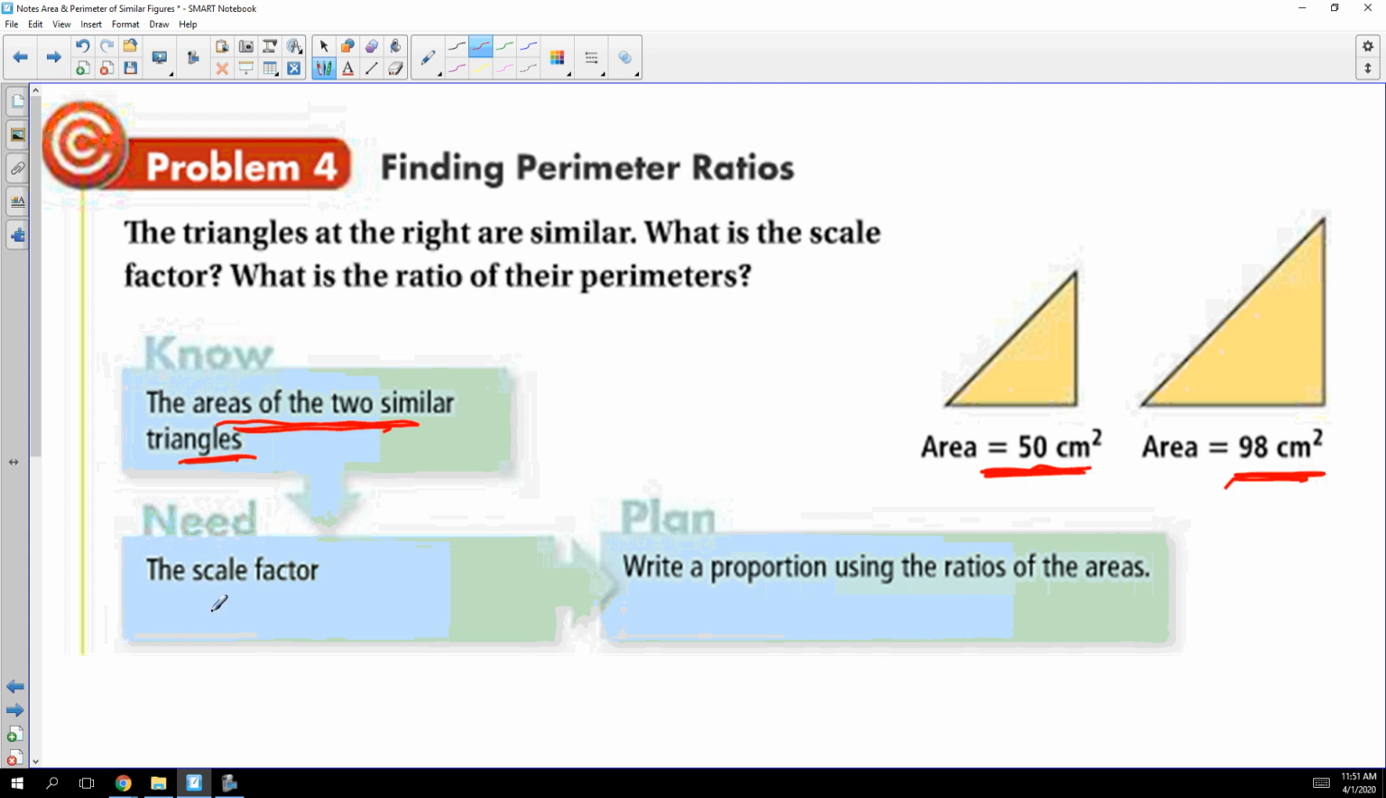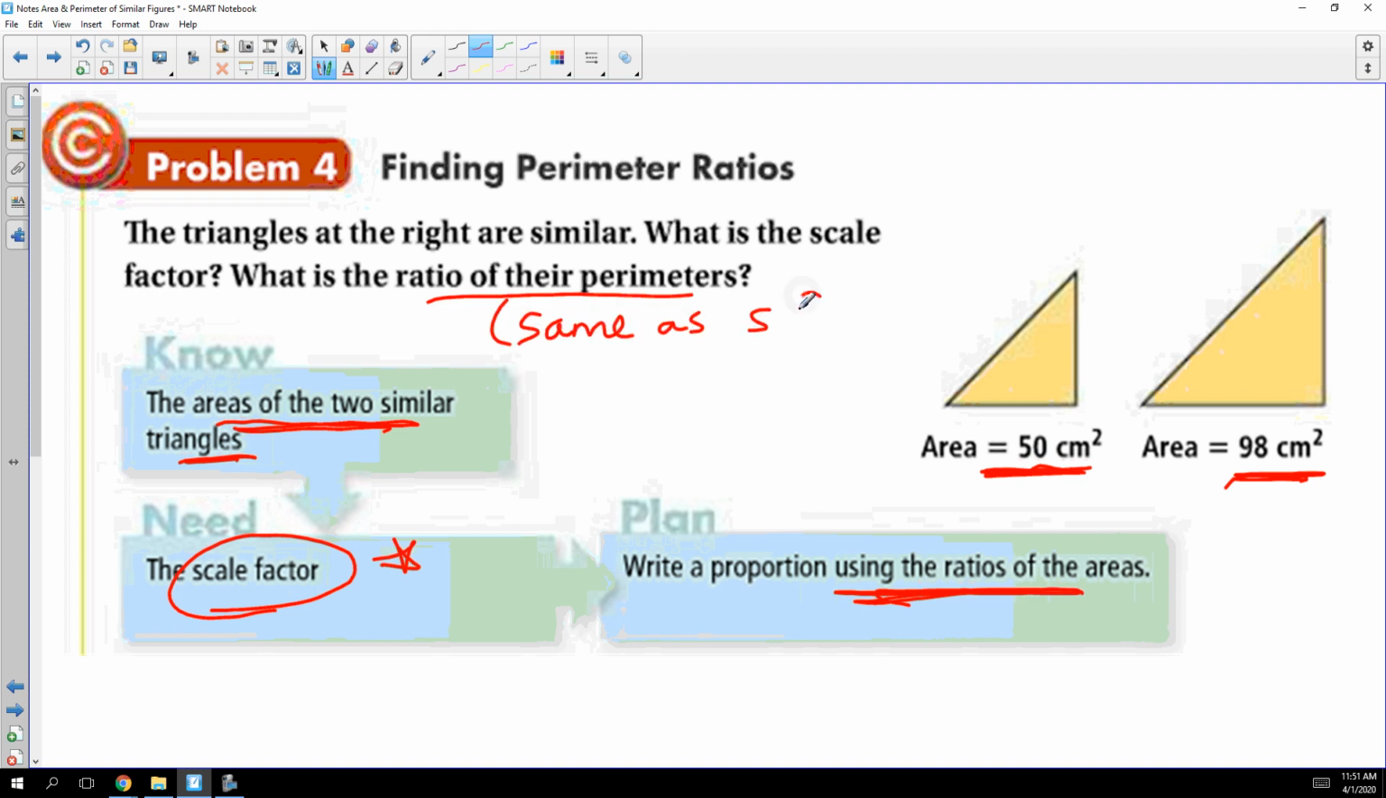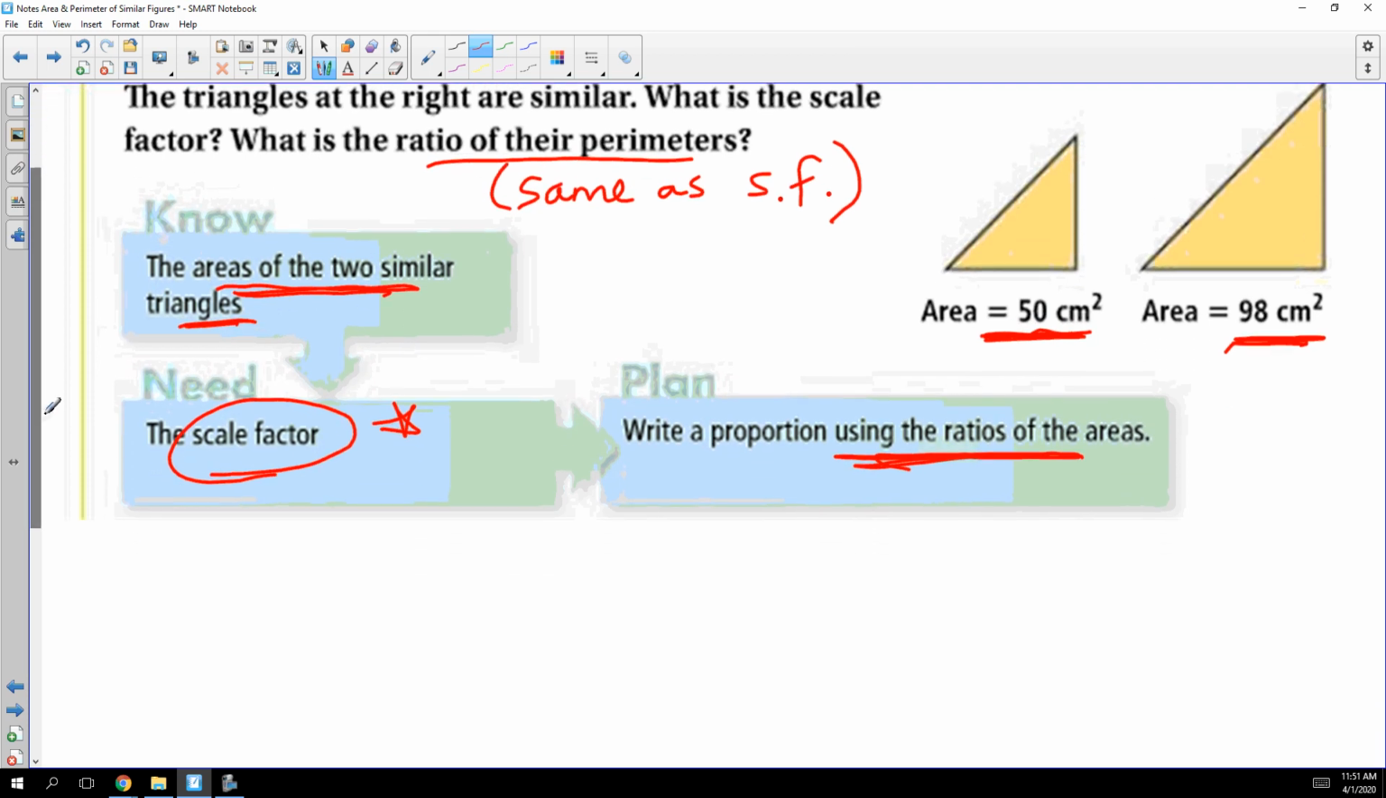Okay? We need to know the scale factor because the ratio of the perimeters is going to be the same as the scale factor, right? If you go back to the first page, this is exactly the same as scale factor. Remember that when you compare two sides, they are linear measurements, and perimeters are also linear measurements. So let's make a ratio right here.